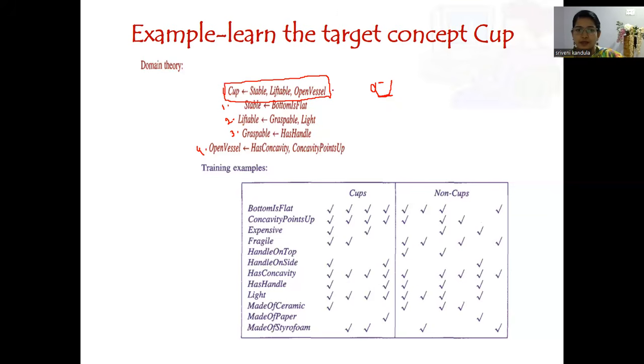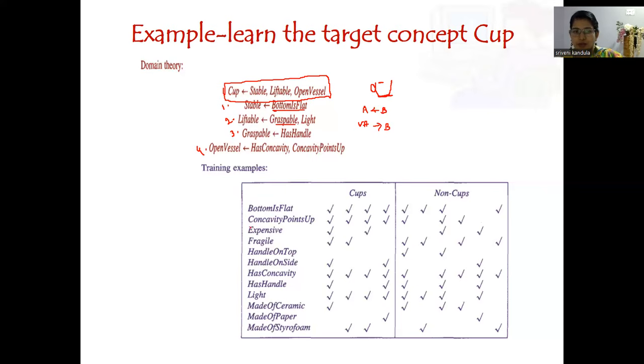And here some training examples are given. If you see the first one, on the left hand side, bottom is flat, concavity points up. Sorry, here the equation is taken as A implies B. So these are the antecedents, always the left hand side. Actually, I'm used to this sort of notation.